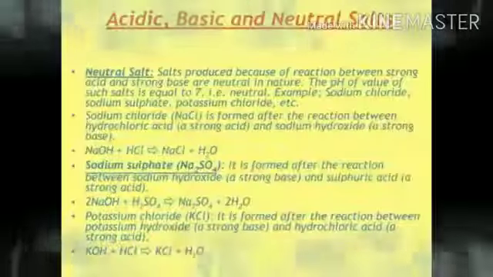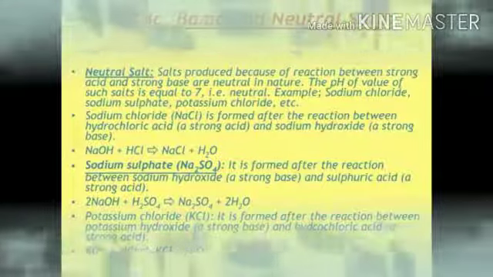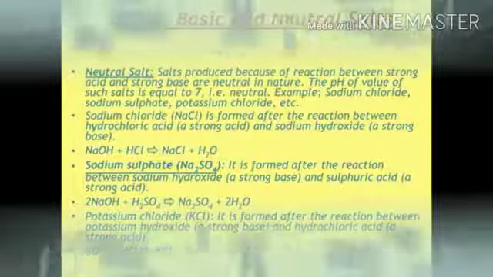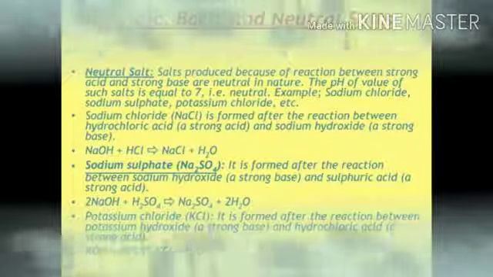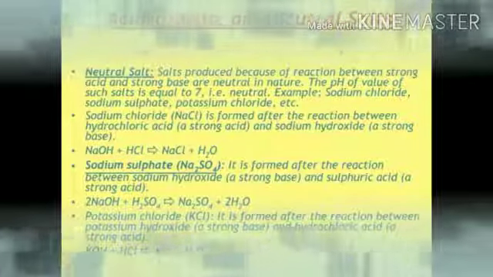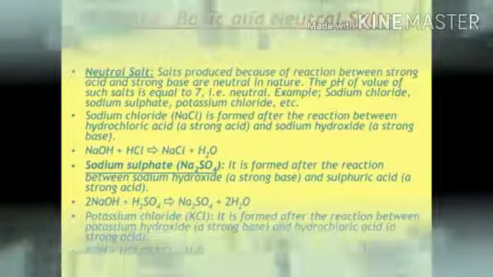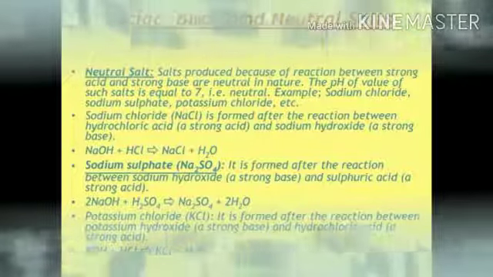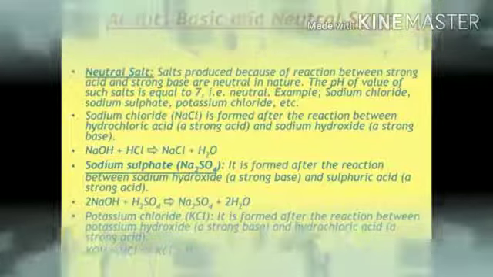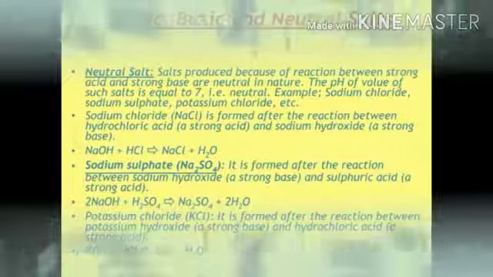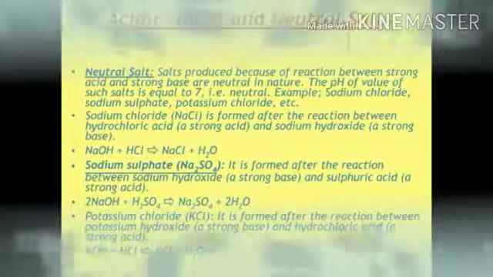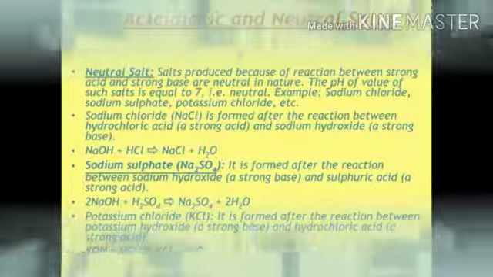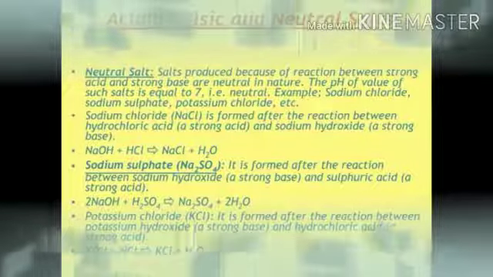Now let's move to the types of salts. Well, students, salts can be categorized into three types: neutral, acidic and basic salts. Now let's start with the neutral salt. Salts produced because of the reaction between a strong acid and a strong base are neutral in nature, and the pH of such salts is equal to 7. That is neutral.